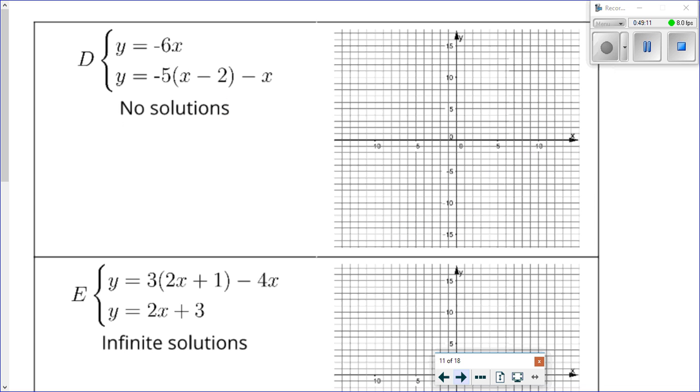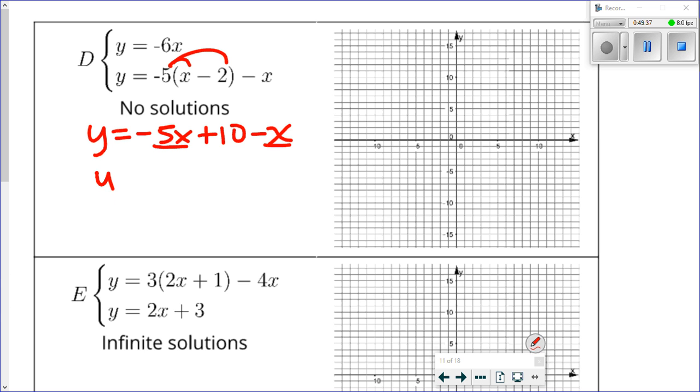All right, so let's go ahead and try D. D is a little bit more complex. They're telling us it has no solutions, but the second equation is not in slope-intercept form. So let's put it in slope-intercept form. Let's first distribute the -5. So I have y equals -5x, and negative times a negative is a positive 10, minus x. Then I can combine my x terms, so -5x and -x give me -6x. Now I can see here's my equation.